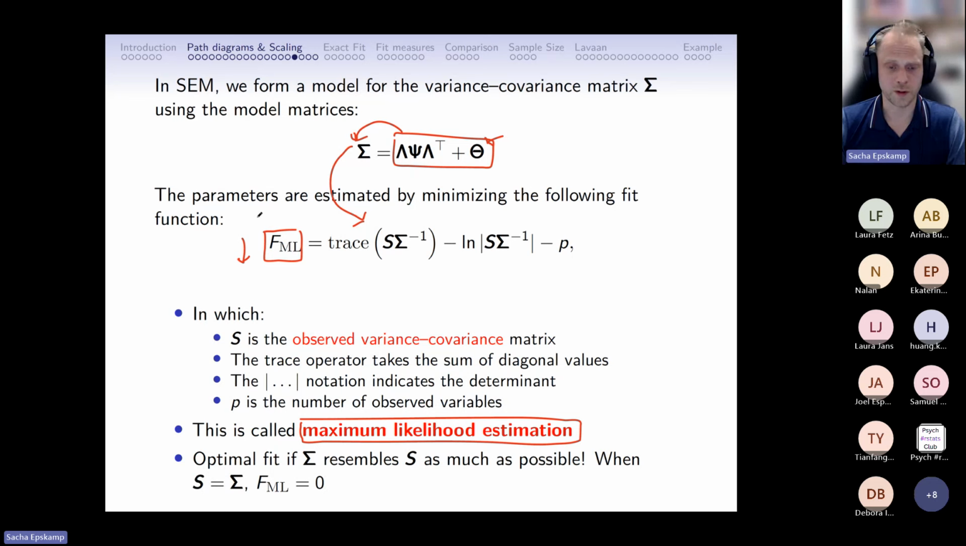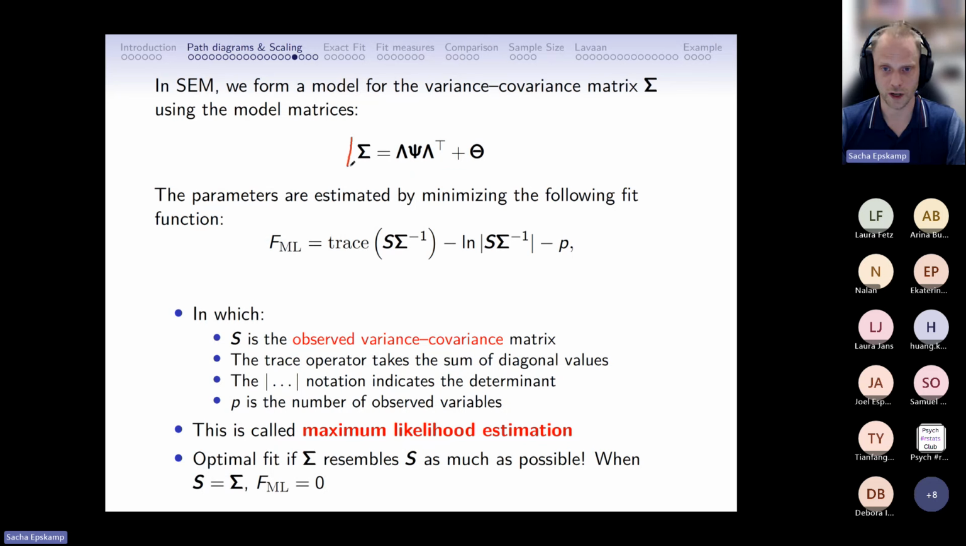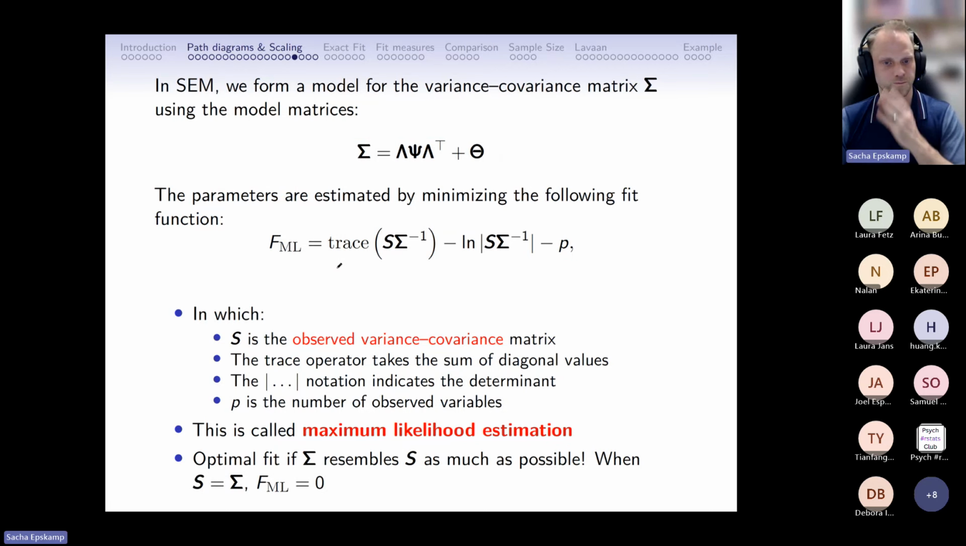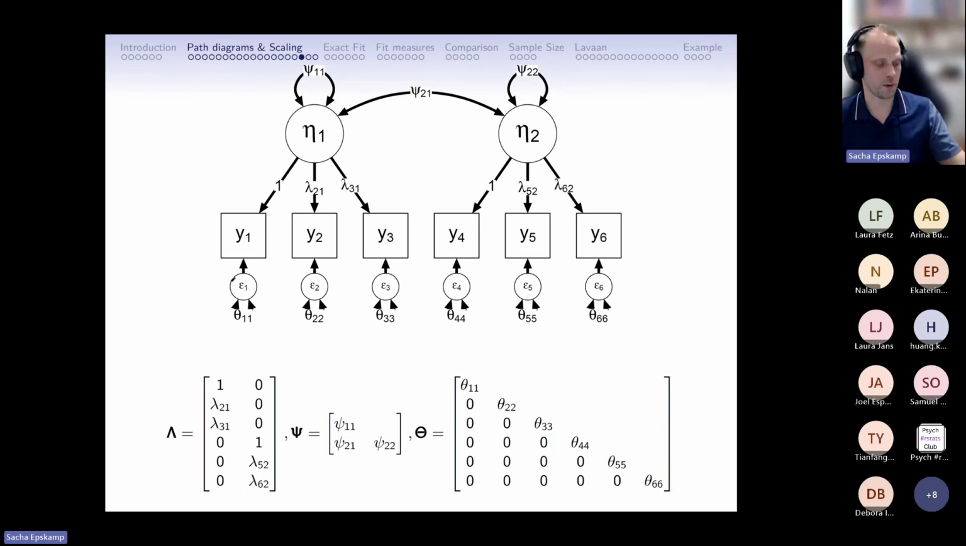So with any SEM software, you won't have to do this ever yourself, but any SEM software package will have these expressions in there. Somewhere there's this model, somewhere there's this expression. And that's basically send this to that, optimize it, right? So try different values and then you get the parameter estimates.